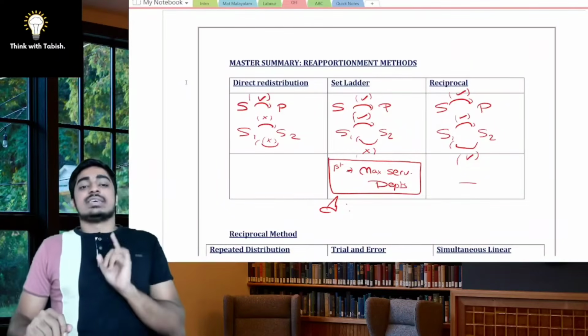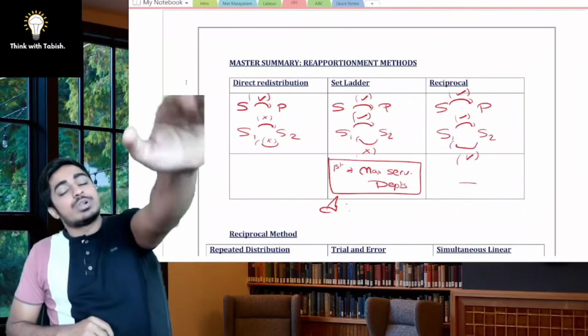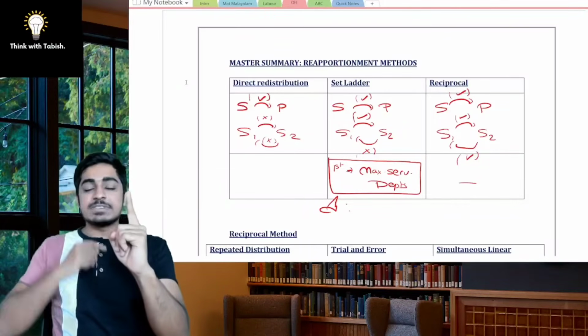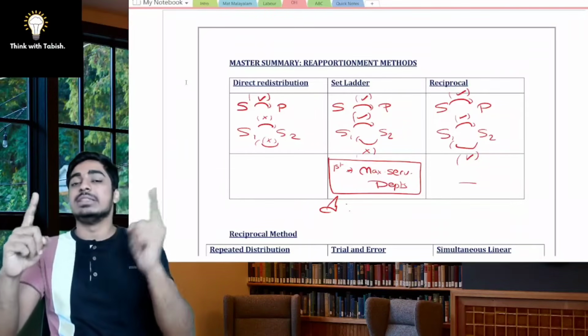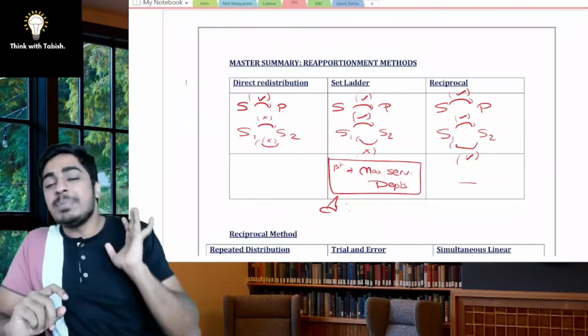In the direct redistribution method, the service department provides service to the production department. Yes, that is happening everywhere. But between one service department and another service department, there is no service happening to each other. There is a breakup. Now, the step ladder method.